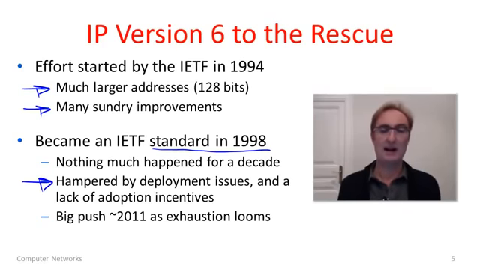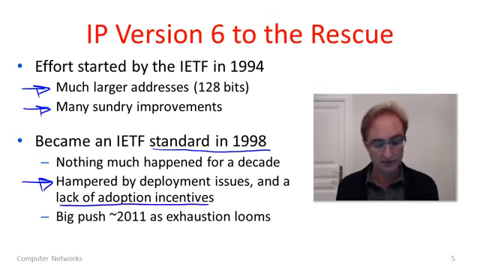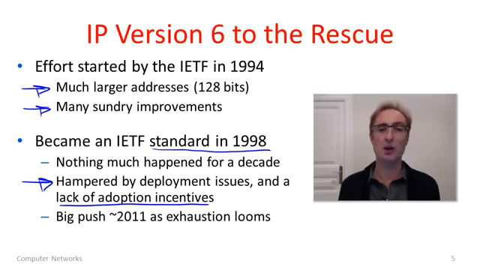Deployment has really been greatly hampered by the difficulty of deploying it. We'll talk about that in a while, because it's really such a big change to the internet. And also a lack of adoption incentives. I mean, if you're a new ISP or company, why should you bother installing IPv6 if you can still get IPv4 addresses? It gives you a lot of headache and not really a lot of new features. So deployment has been very slow.